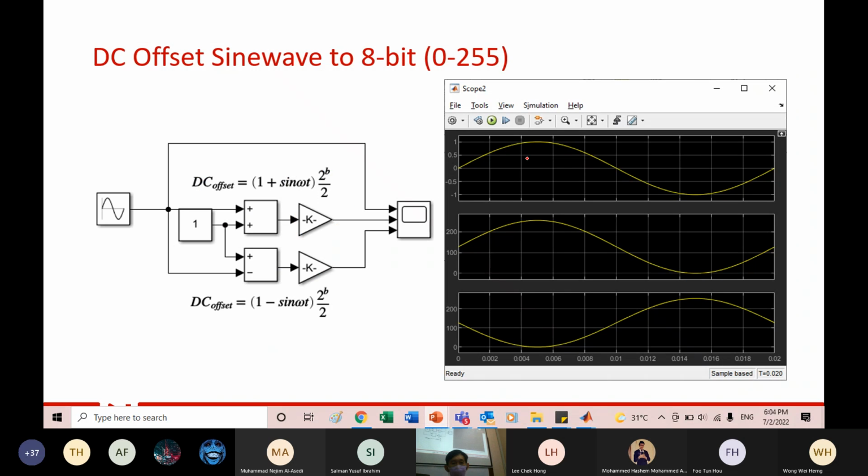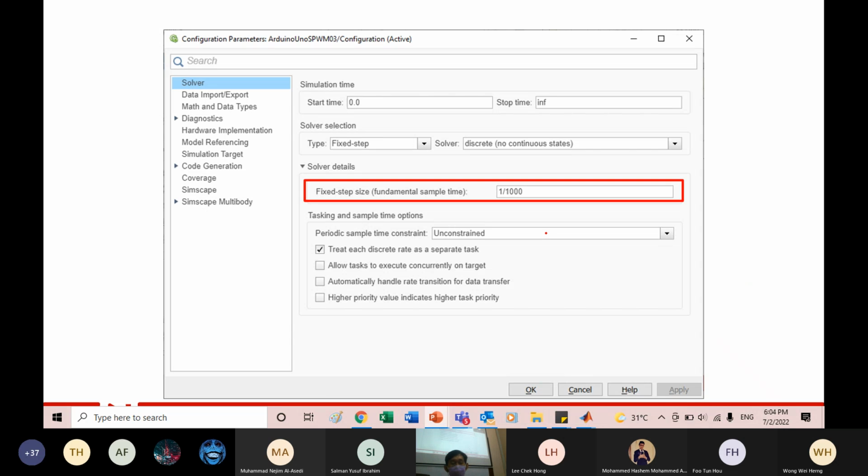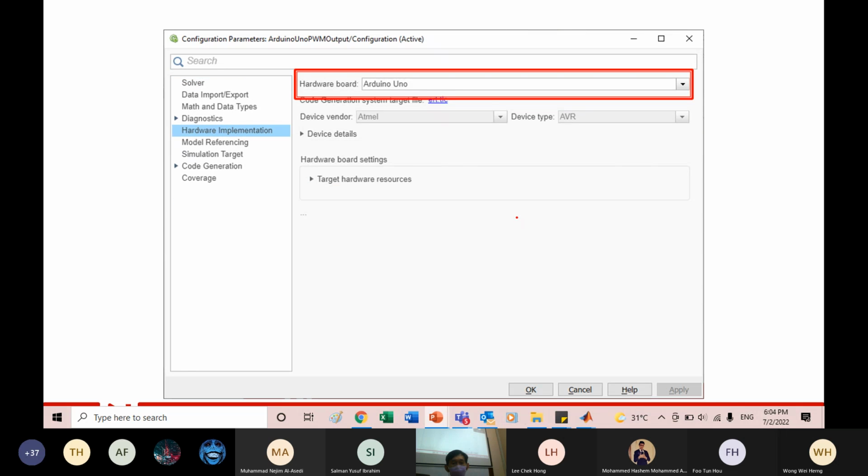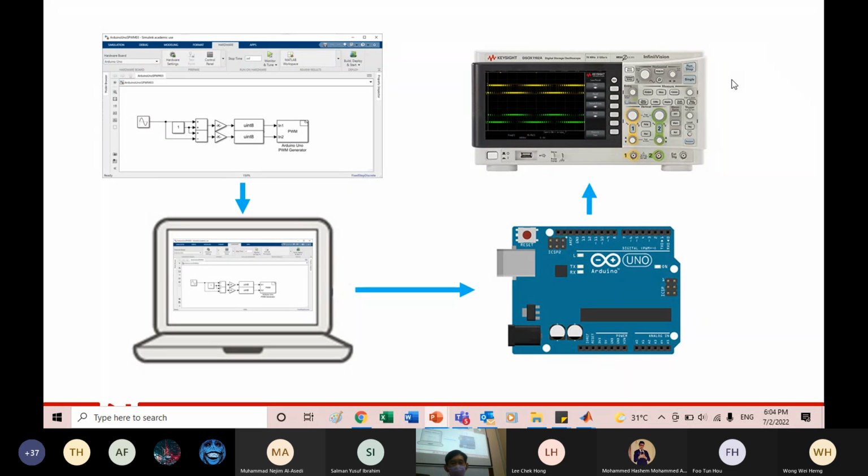And you can actually create blocks, something like an Arduino PWM generator, so that you can connect the output. You can see that in your Simulink, right? You can set it if you want to program to Arduino. You can have hardware implementation.